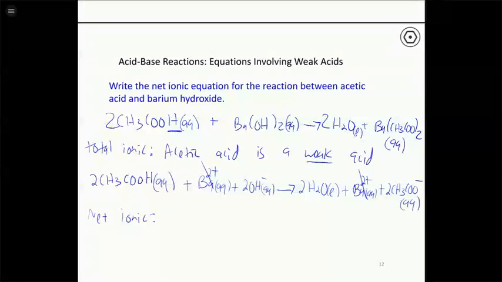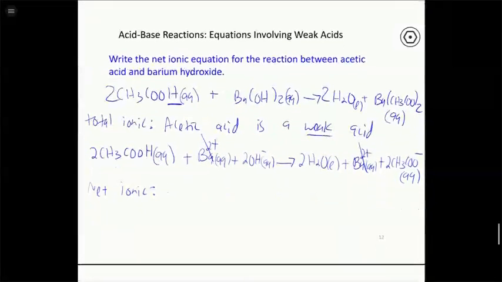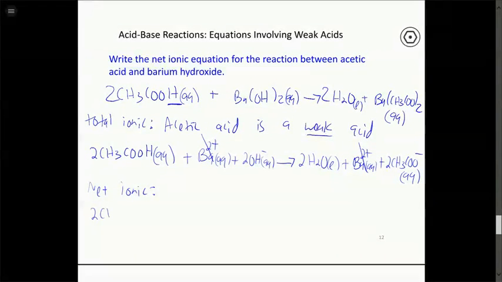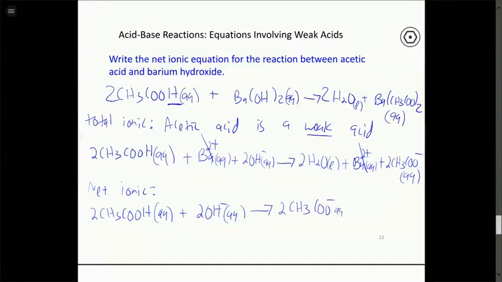OH minus combines with the H plus to form water. Acetic acid and acetate are interconverting, so you don't have acetate on both sides. And so that's going to be our only spectator ion, barium 2 plus. So for the net ionic equation, all we have is 2 CH3COOH plus 2 OH minus combining to form 2 CH3COO minus plus 2 waters.